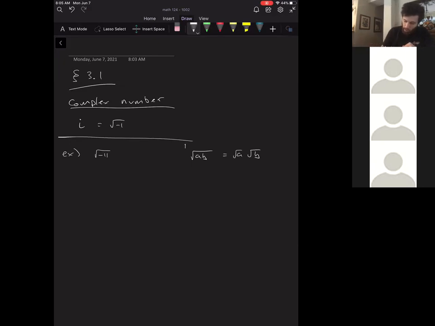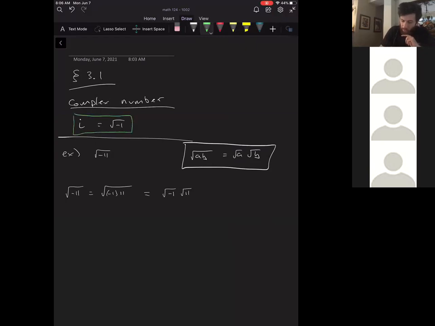So using this property with this problem, if we're showing all the steps, we can say this is the square root of -11, so this is going to be the square root of -1 times 11. Then using the property up above, that's the square root of -1 times the square root of 11. And then using i equal to the square root of -1, this is just equal to i times the square root of 11.